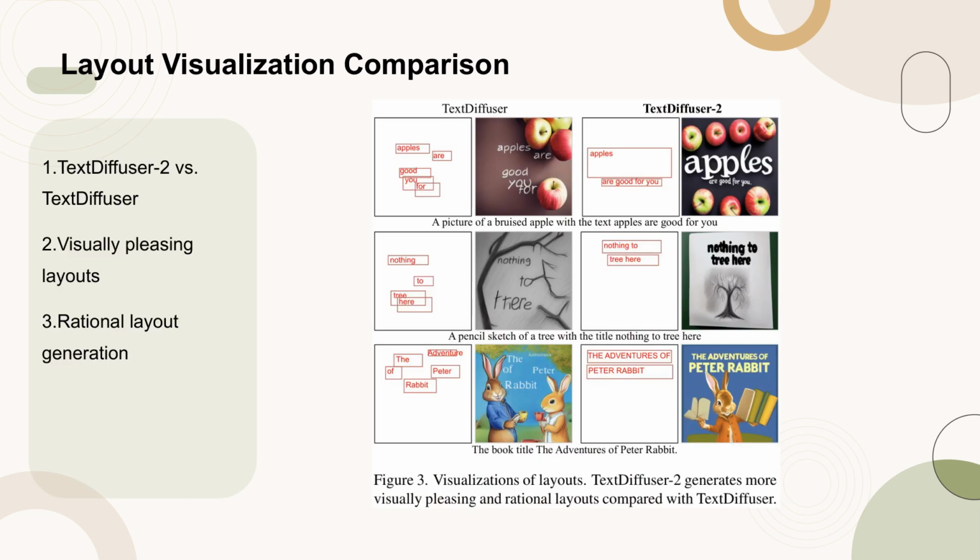Figure 3 presents visualizations of layouts generated by TextDiffuser-2 and TextDiffuser. The key observation is that TextDiffuser-2 produces layouts that are not only more visually appealing but also more rational in structure compared to TextDiffuser. This improvement highlights the enhanced capabilities of TextDiffuser-2 in generating aesthetically and functionally superior layouts.